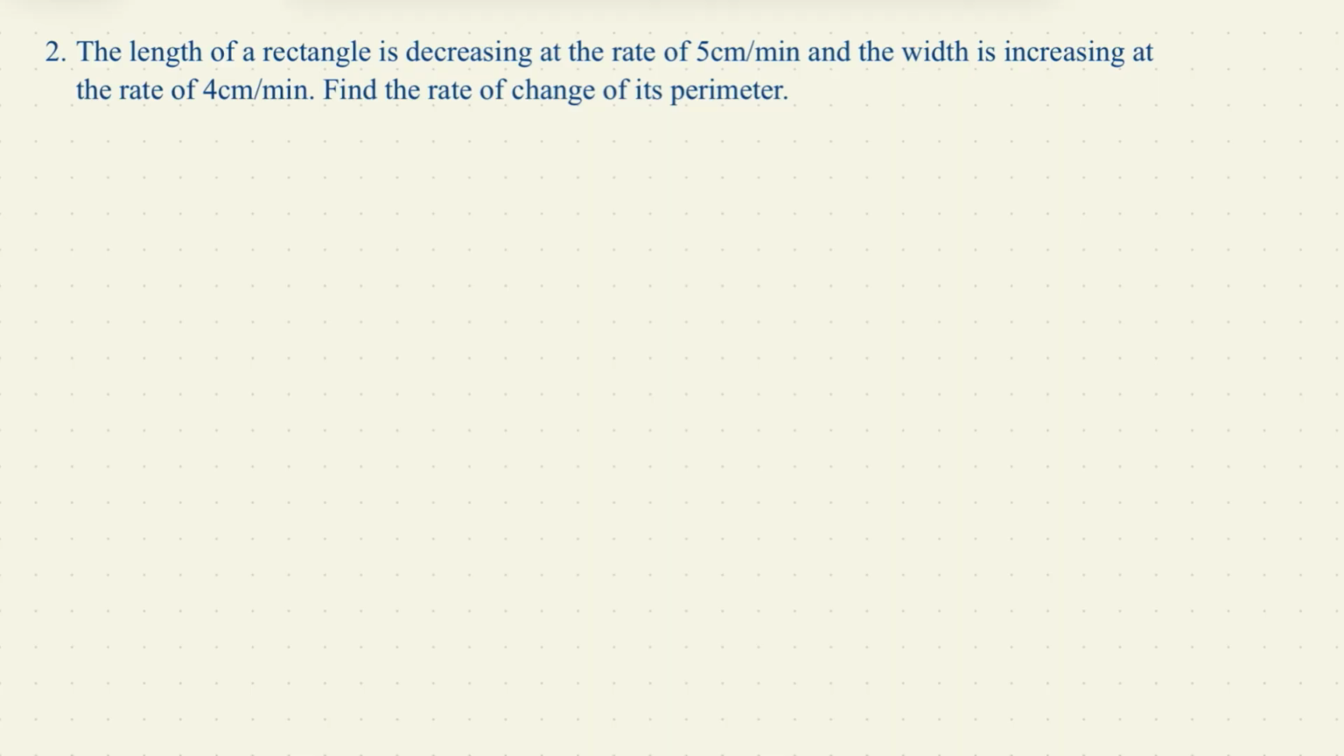Okay, so here the question has given that there is a change in length with respect to time, that is dl over dt is 5 centimeter per minute. That means in 1 minute the length is decreasing by 5 centimeter, and since the length is decreasing, we will write minus here. The width is increasing at the rate of 4 centimeter per minute. That means there is a change in width with respect to time, and it is increasing, so we will write plus only, so it will be 4 centimeter per minute.